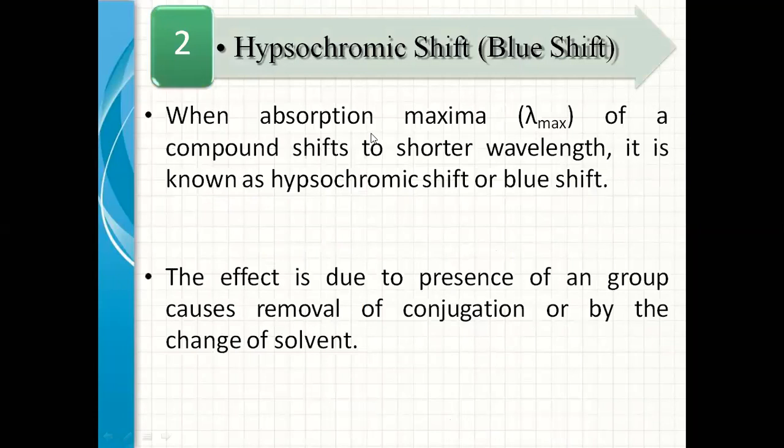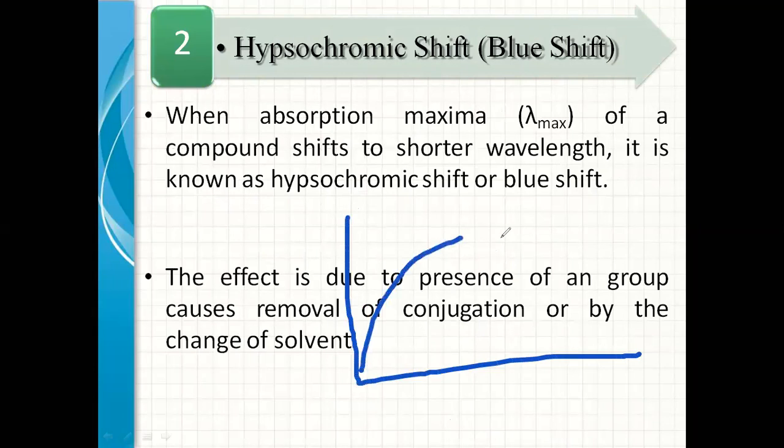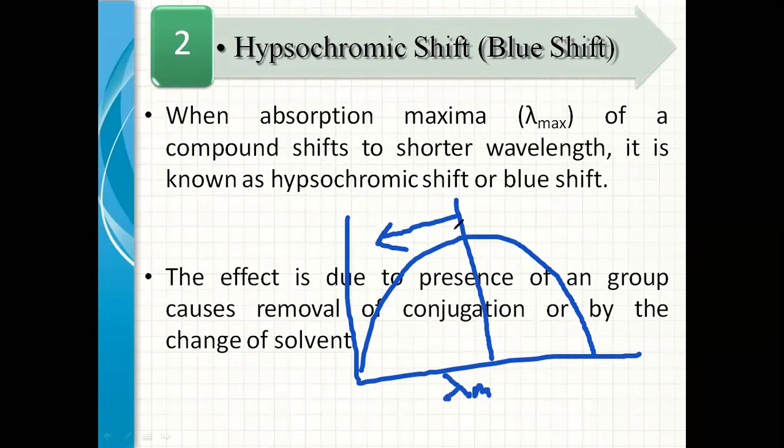Now the other one, hypsochromic shift. When the absorption maximum, lambda maximum, of a compound shifts to shorter wavelength, here, to the left side, it is known as hypsochromic shift or blue shift.